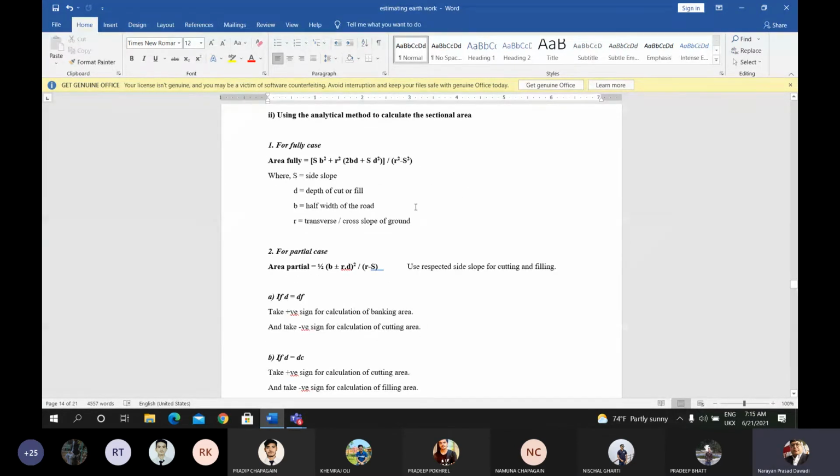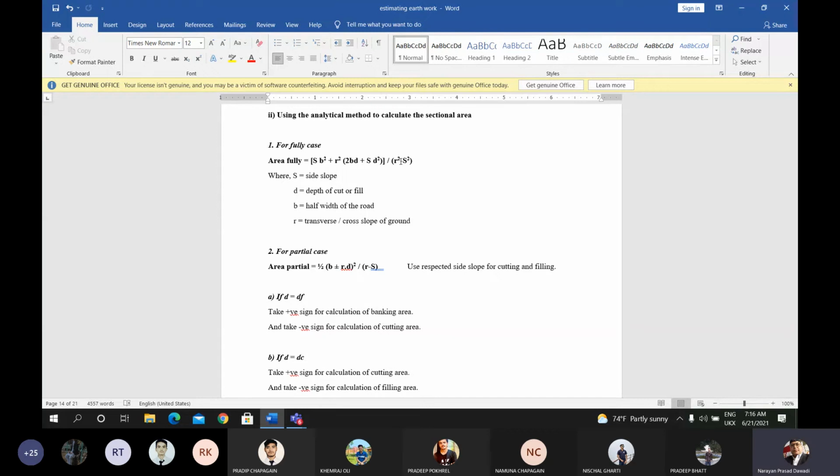area of filling will be, this formula is used, as b square plus r square twice bd plus s t square divided by r square minus s square. This formula is used for finding the fully area. In this equation, there is no full width of the road. This small b is the half width of the road. If you remember this formula, this is the formula for calculating the fully case area.